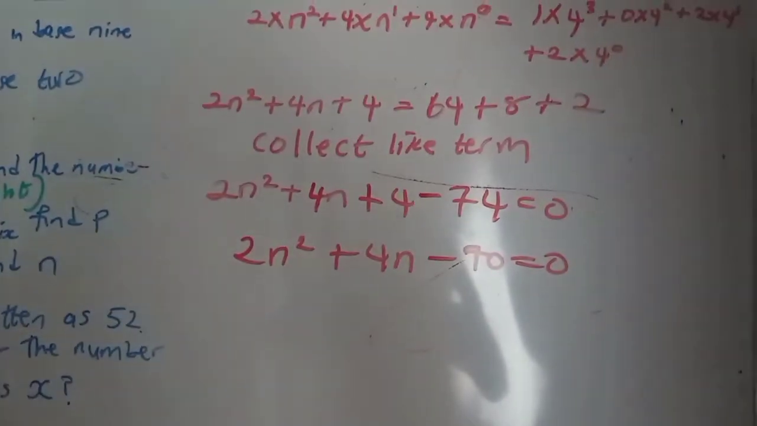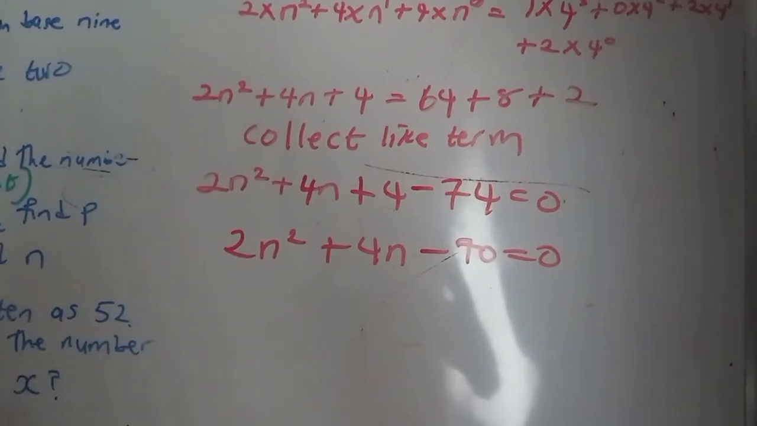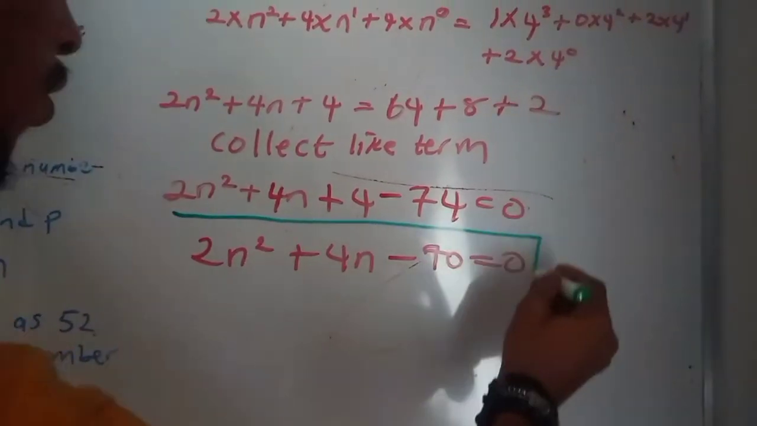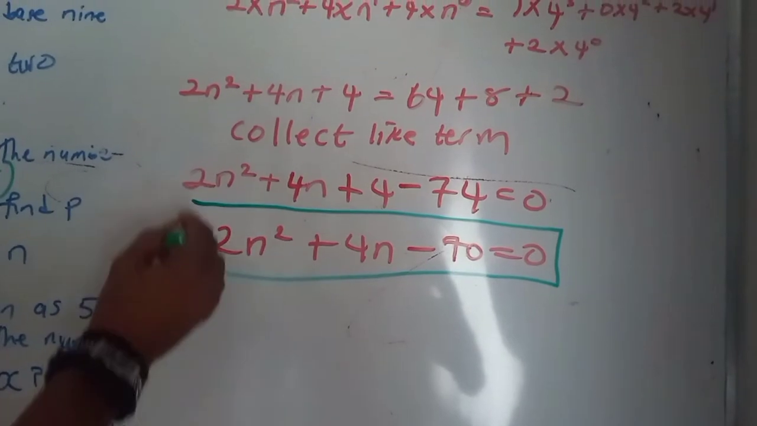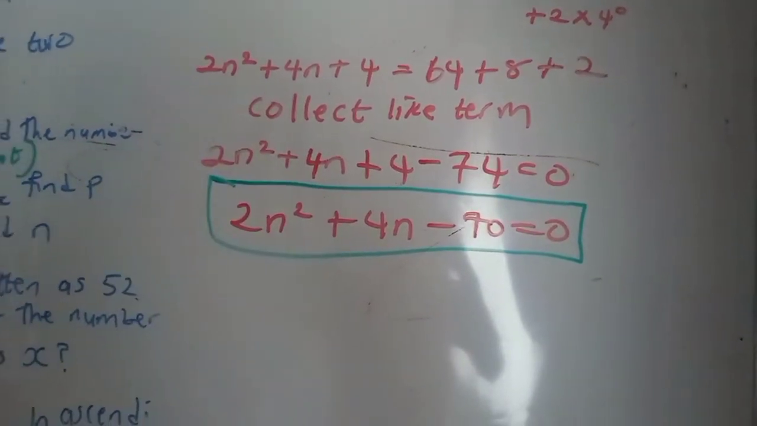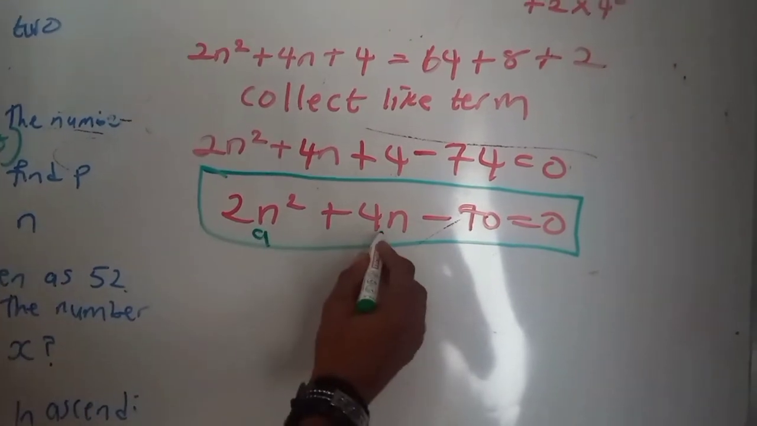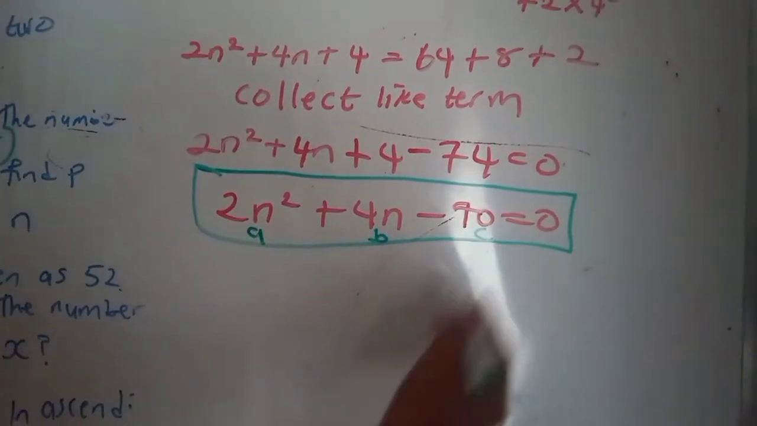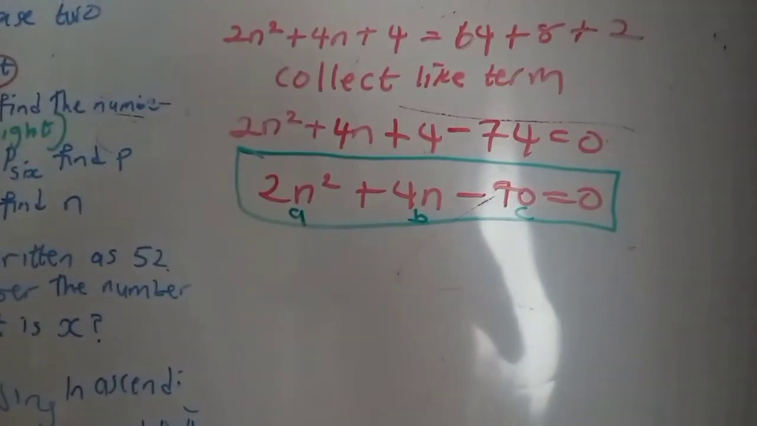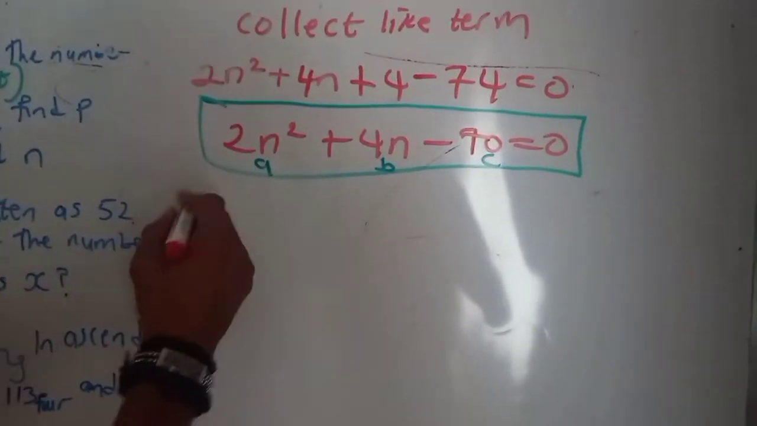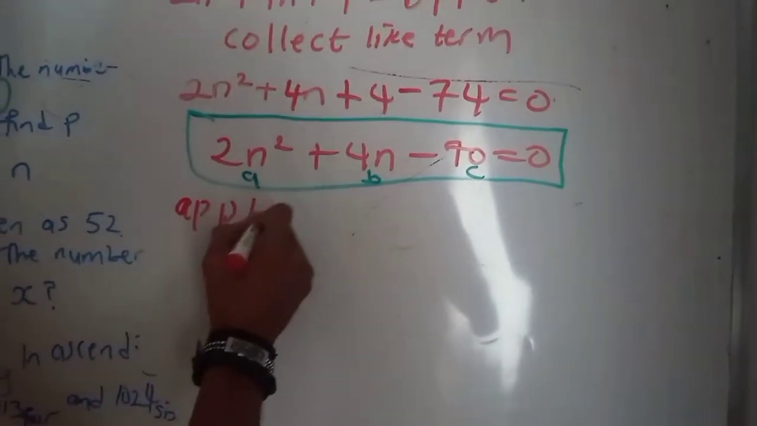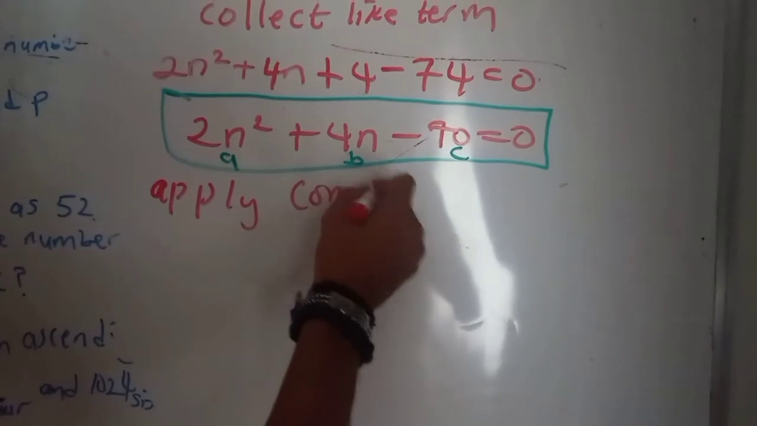Automatically, I'm getting a quadratic equation. So this is my quadratic equation. It is the same thing as almost the previous one that we did. Now I name my A, my B, and my C. So I'll apply the completing the square method.